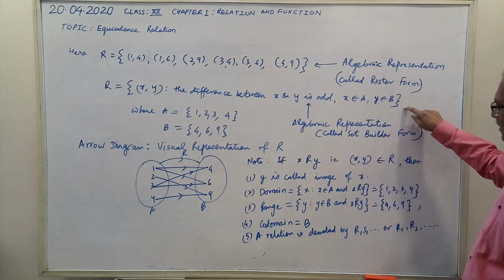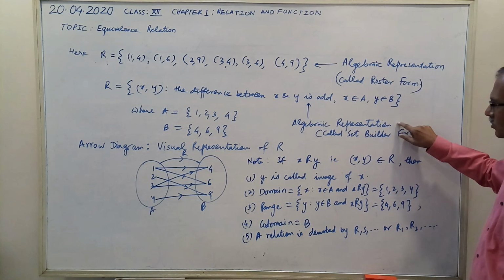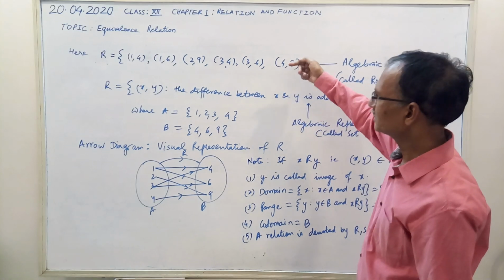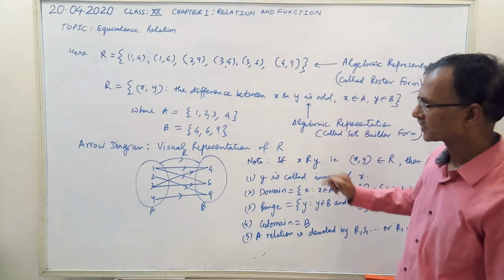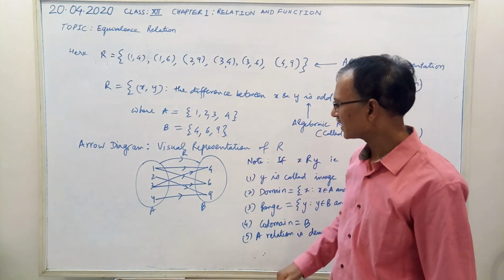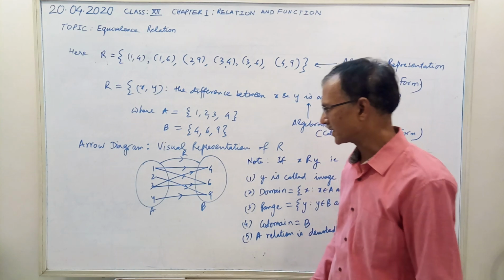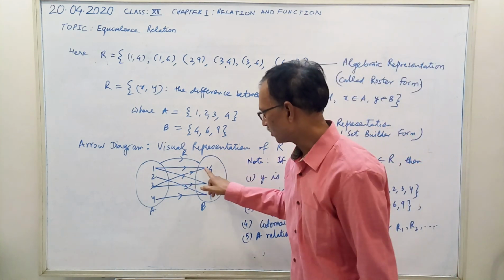This is the set builder form of the given relation. It is also an algebraic representation. So we can obtain this roster form from the given set builder form. One more way to represent a relation is visual representation, which is also called an arrow diagram, in which the ordered pairs are connected by arrows.